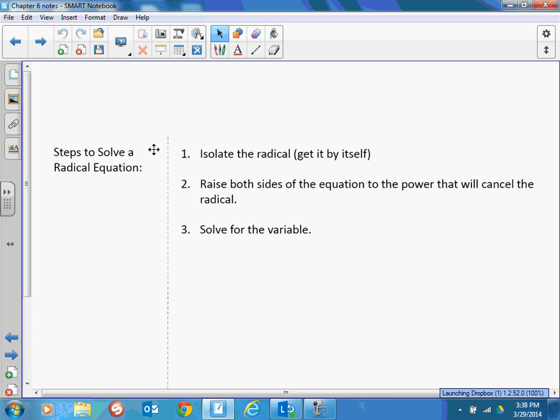Steps to solve a radical equation. First step is isolate the radical, get it by itself. That means you usually have to add or subtract the number away from the radical to get it by itself. The second step is to raise both sides of the equation to the power that will cancel out the radical. So if it's a square root, you're going to square it. If it's a cube root, you're going to cube it, and so on. And the last step is solve for the variable.